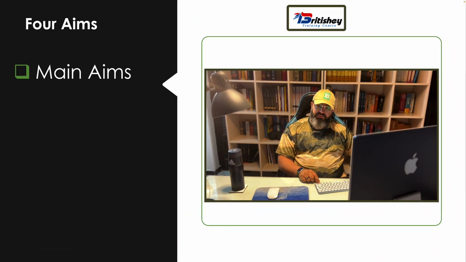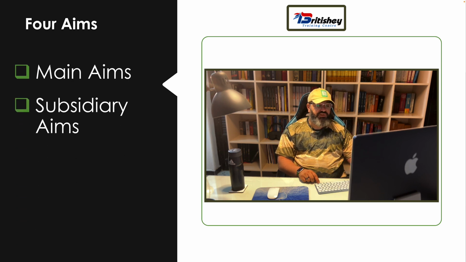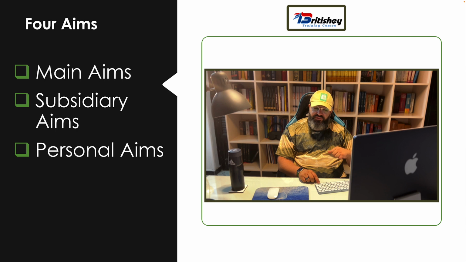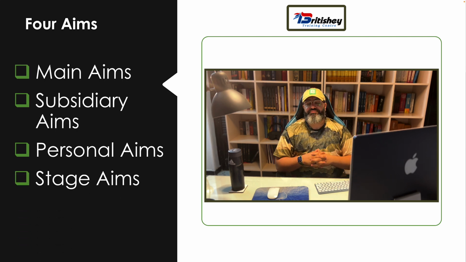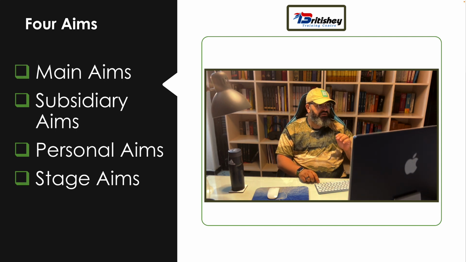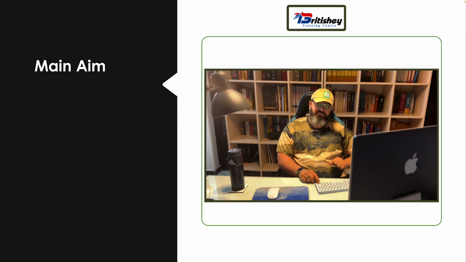Type number 1 is what we call main aims, and then we have subsidiary aims, and then we have personal aims, and finally, stage aims. And in this episode, we're going to see together how you can write these aims accurately in your lesson plan, and how CELTA tutors check aims in plans. So let's see. First, let's talk about main aims.